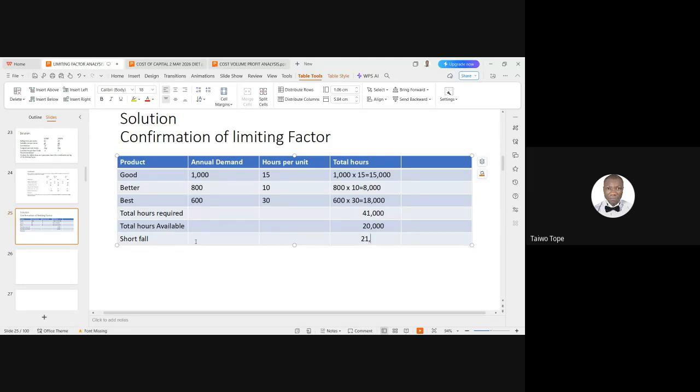So labor hour is a limiting factor. Now, any question for this step?